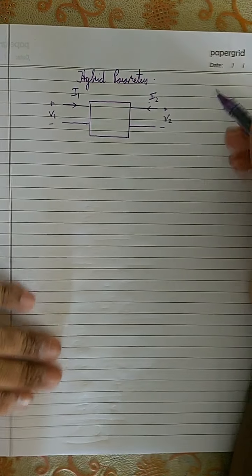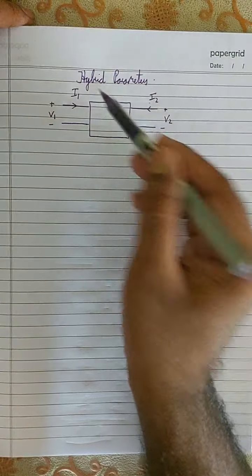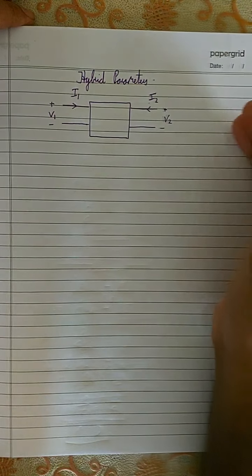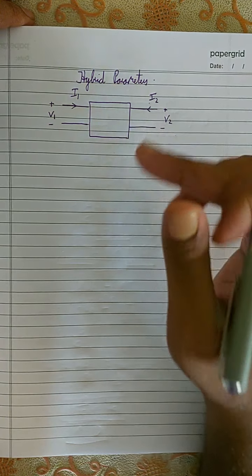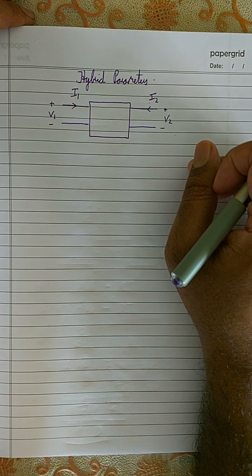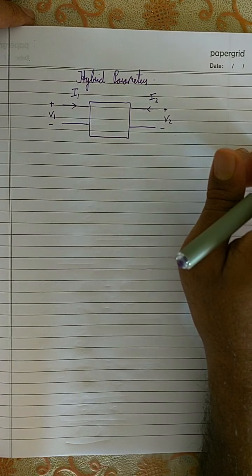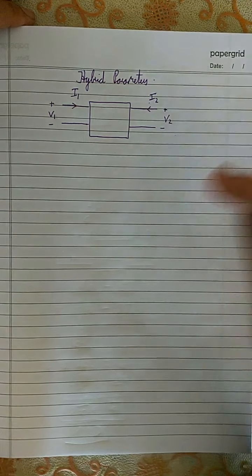So this time we are going to learn about the hybrid parameters. Earlier you learned about the impedance parameters, which means you are expressing V1 and V2, both of them, in terms of I1 and I2. And then you learned about the admittance parameters, in which you are expressing I1 and I2, each of them in terms of V1 and V2.